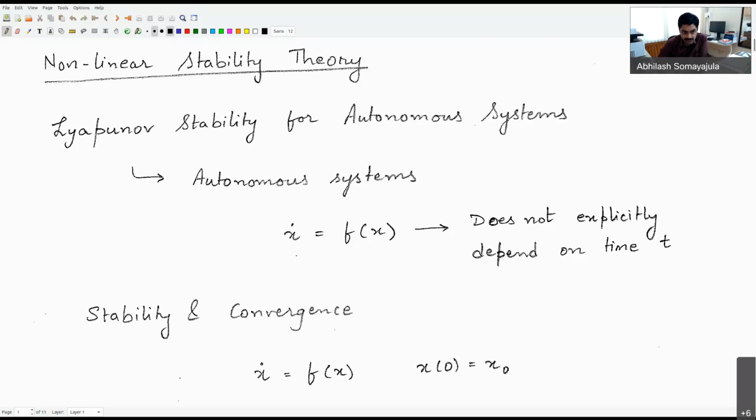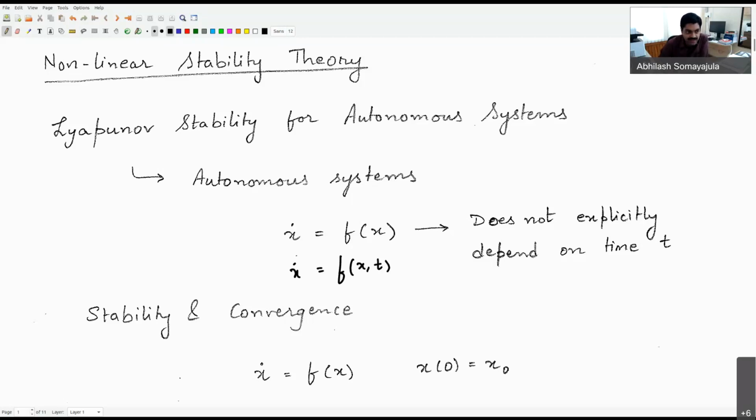So we're looking at the so-called Lyapunov stability for the autonomous systems for now, and as we progress further down the line, we will look at the non-autonomous systems as well. The idea simply being here is that x dot is equal to f of x. You do not see an explicit dependence on time. That is what it means to be an autonomous system. When I say a non-autonomous system, it means that it will have an explicit dependence on time. So x dot will be f of x comma t. Okay, so time might come into the picture.